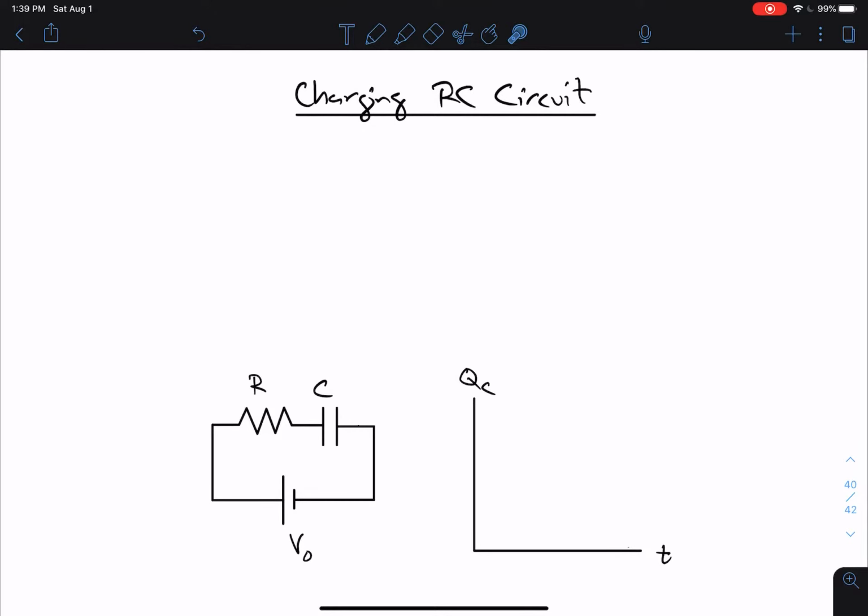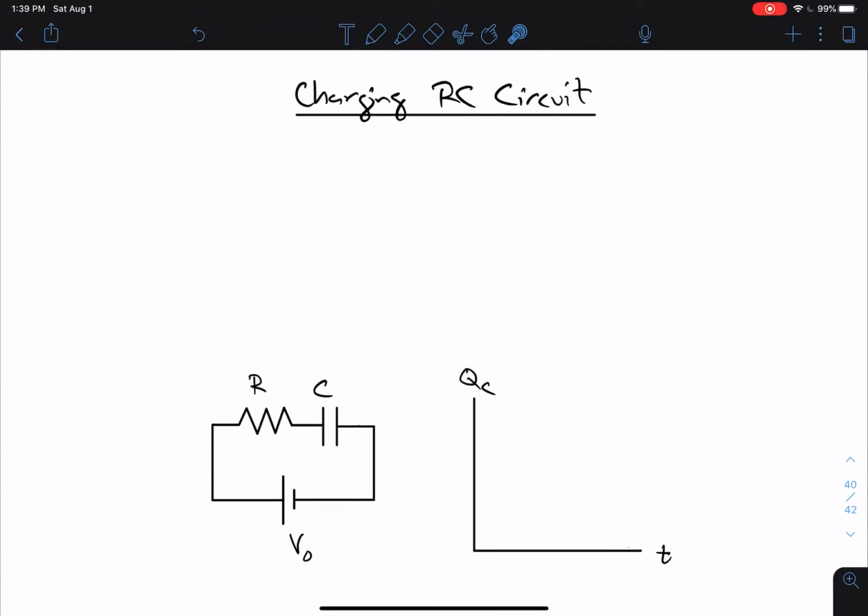Let's talk about the charging RC circuit. An RC circuit is when you have a resistor and a capacitor connected in series. In the charging RC circuit, that means that there is a power source or battery connected to them. And that's what we have here. We have this battery connected to the resistor and the capacitor, forming a complete circuit. So this is the charging RC circuit.